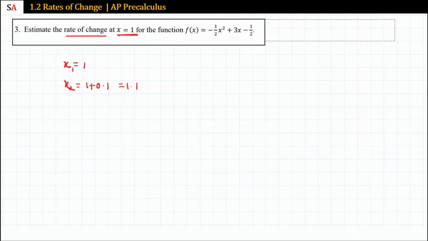Now find the corresponding y values. You can use the calculator and plug in x1 equal to 1 to get the corresponding y1 value, and plug in x2 to get the corresponding y2 value, right? So let's use the calculator.